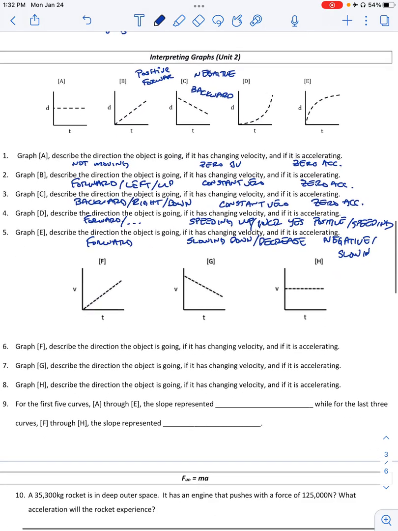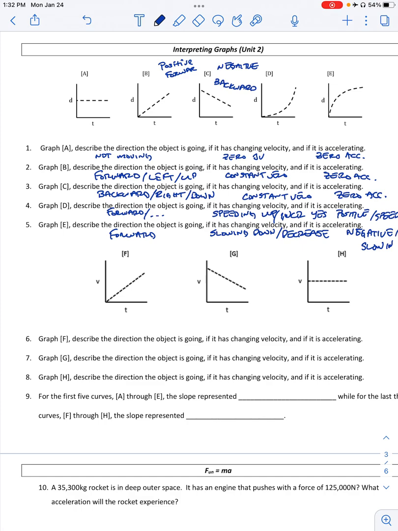All right. Now, for this one here, remember when we look at V versus T, the positive V, the negative V, this is positive, meaning forward. This is negative, backwards. Okay. Graph F, the direction it's going is forward, positive.